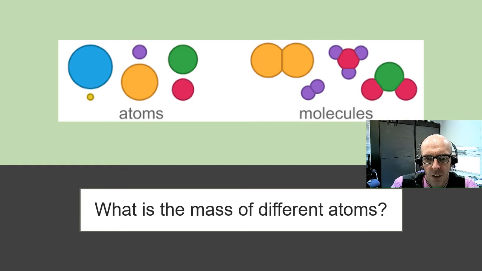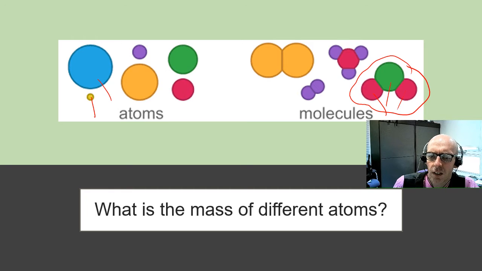What is the mass of different atoms? What's the mass of this? How does it compare to that? And when you add them together, what's the mass of this molecule here? How do we work it out? By adding together the mass of this, this and this. And they're the things you'll be able to do by the end of this lesson, hopefully.